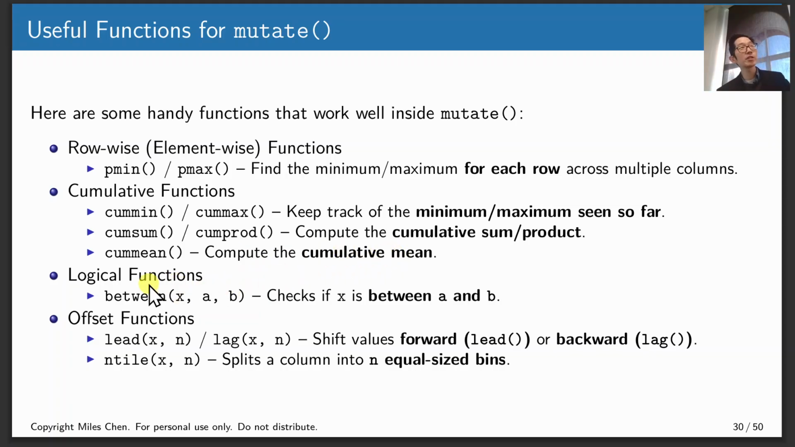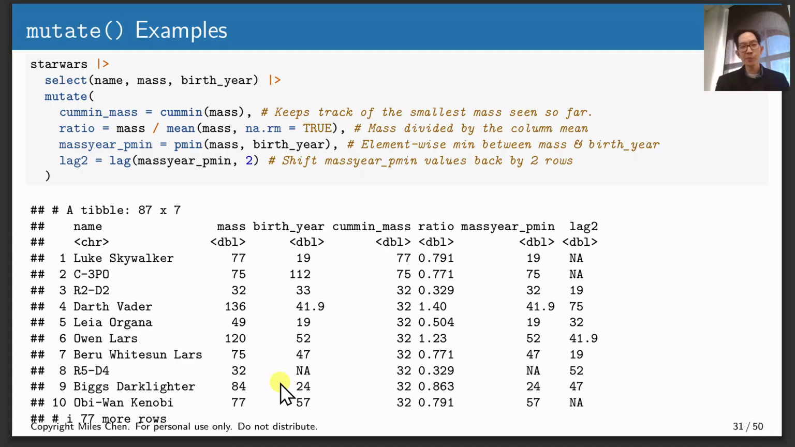You have obviously all of your other logical functions, greater than, less than, equal to, so on and so forth. But another one that you have is between, and this will check if a value is between A and B. Now you could do this yourself. You could create x greater than A and x less than B, but this is just a handy thing. And then we also have these offset functions, which will either shift the values forward or backwards, lead and lag. And then ntile will take a column and split it into equal-ish sized bins if it's able to. It will say, this is in the first quartile, second quartile, third quartile, fourth quartile, things like that.